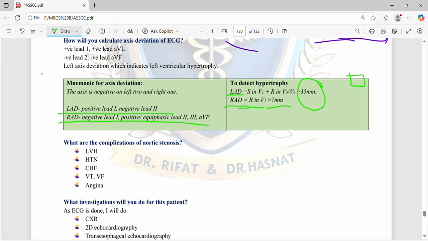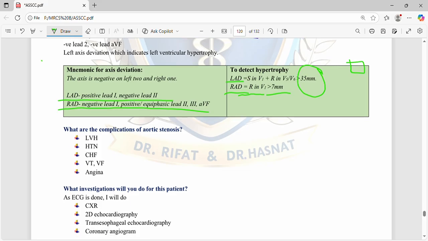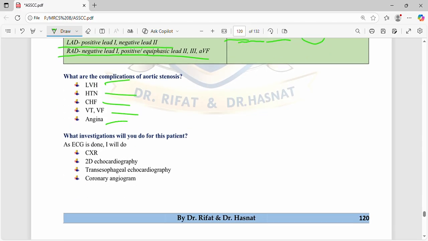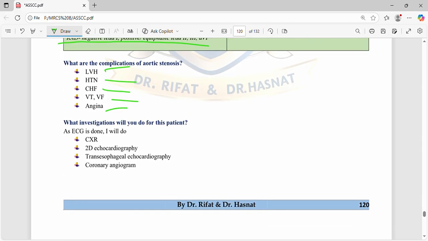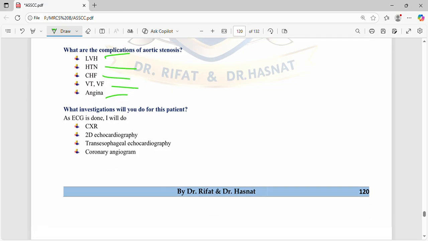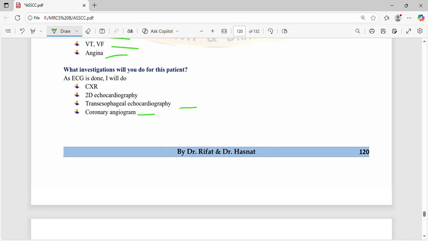What are the complications of aortic stenosis? Left ventricular hypertrophy, hypertension, congestive heart failure, ventricular tachycardia, ventricular fibrillation, and angina. These can all be related to aortic stenosis. What investigations will you do for this patient? As the ECG is already done, I will do a chest X-ray, 2D echocardiography, transesophageal echocardiography, and coronary angiogram.